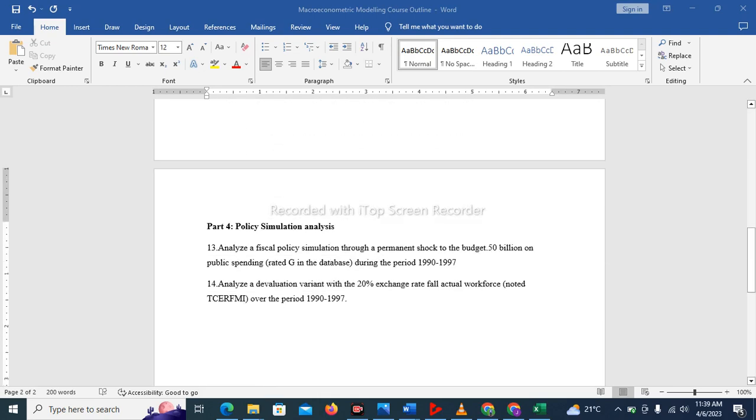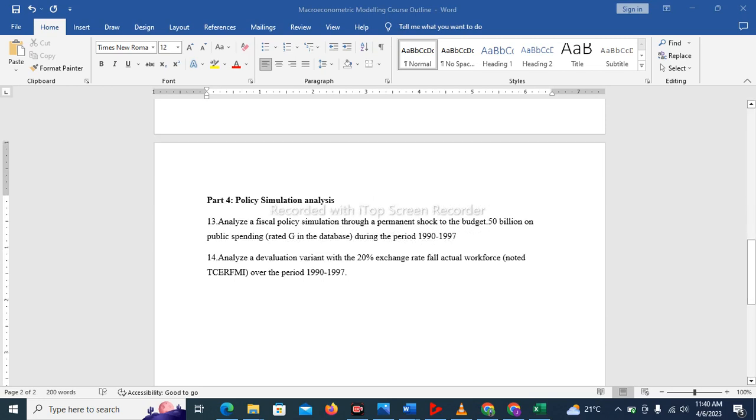The last part, which is policy simulation analysis, is very important. We shall be analyzing the fiscal policy simulation through permanent shocks. In this case, we shall be looking at a billion budget spending increase during the period 1990 to 1997. So we shall be looking at the effect of that on our variables. Lastly, we shall also be analyzing the effect of a devaluation variant with a 20% exchange rate fall, over the period 1990 to 1997.